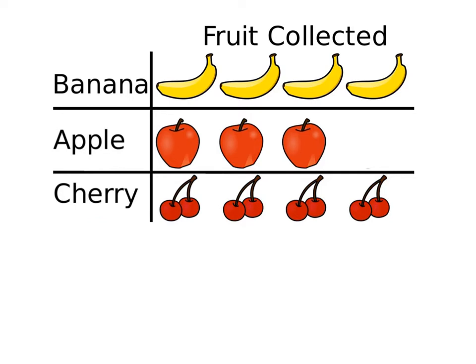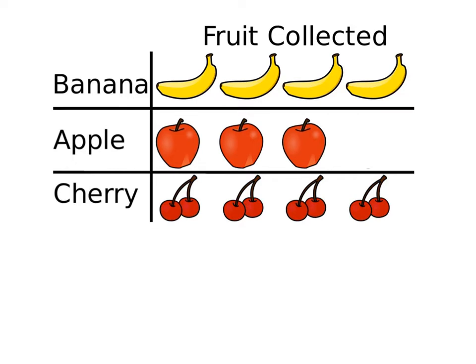So basically, this is a graph that was taken from a woman that went to a farm and she picked some fruit. And she wanted to share how much fruit she collected or she gathered when she was at the farm. She only picked bananas, apples, and cherries. For each one of those things, she used a picture of the item to tell you how many she picked.